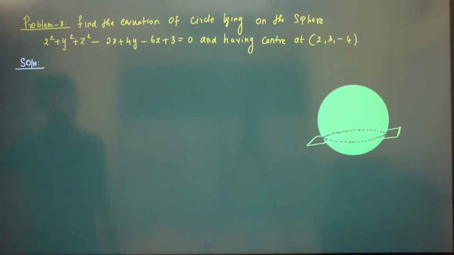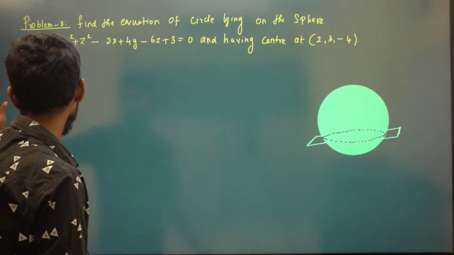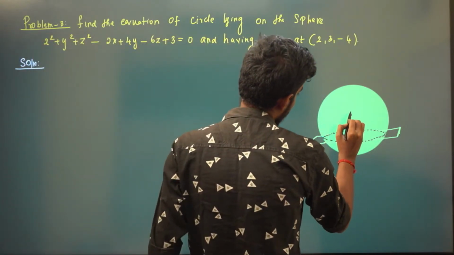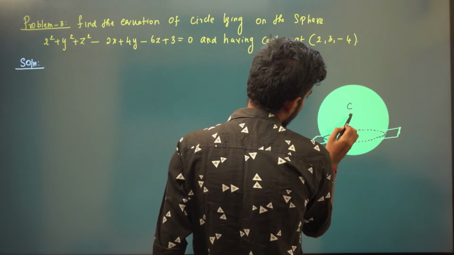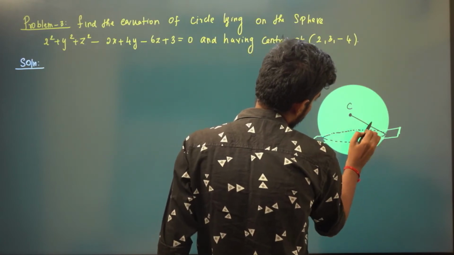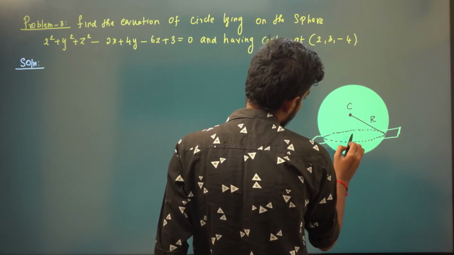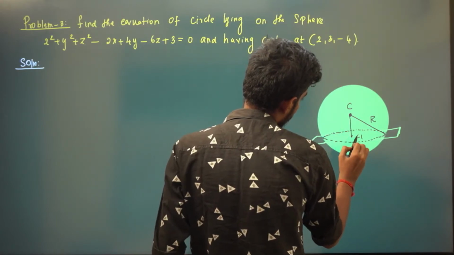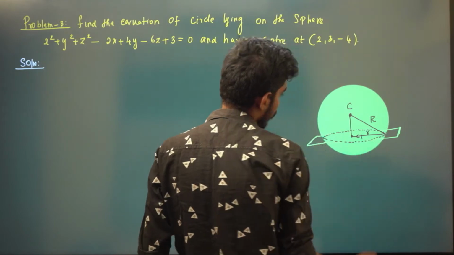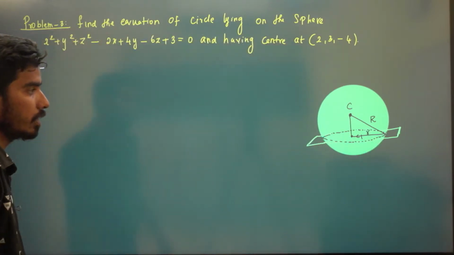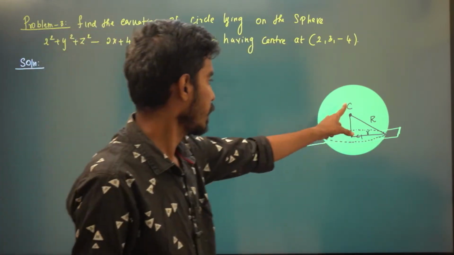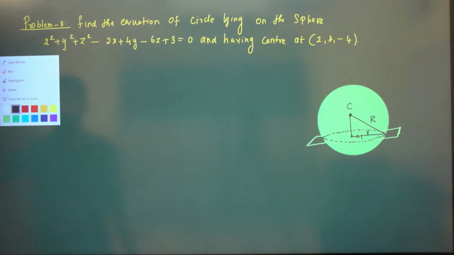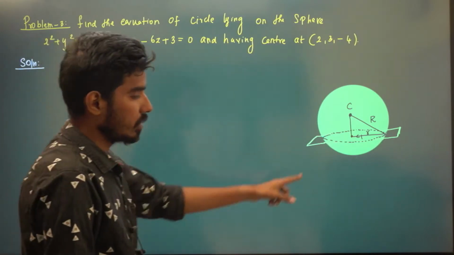So what is the equation of the circle? It is nothing but a sphere and a plane. This is the center of the sphere, this is the radius of the sphere, this is the center of the circle, and this is small r, the radius of the circle. So we need to find the equation of this circle.